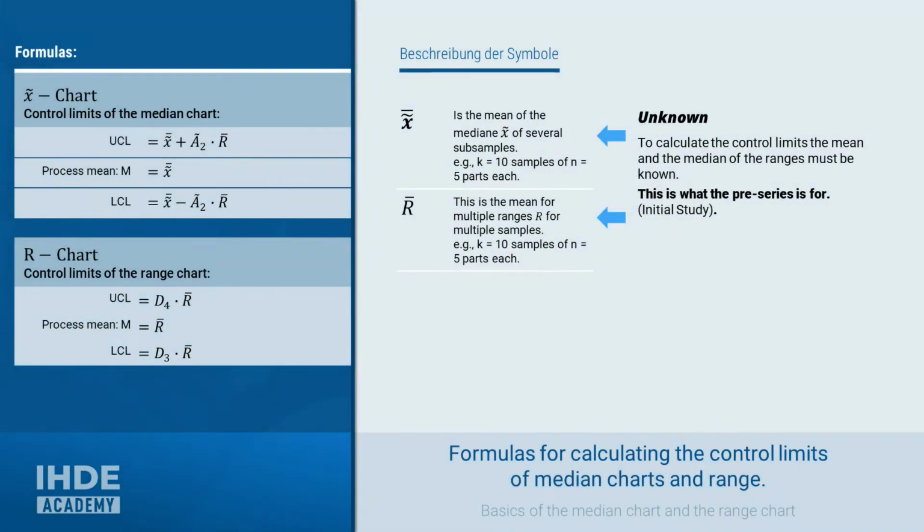The median values and the range are initially unknown. If the control chart is to be created for an existing series production, samples from the current series must be taken to determine them. If it is a new process, a small number of parts must be produced and measured specifically to determine this data.